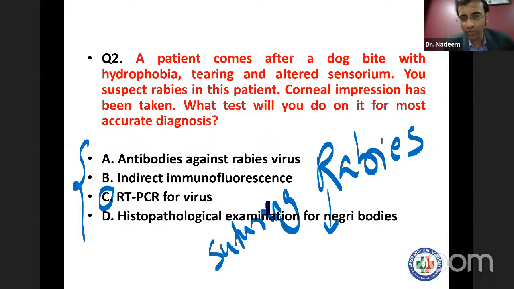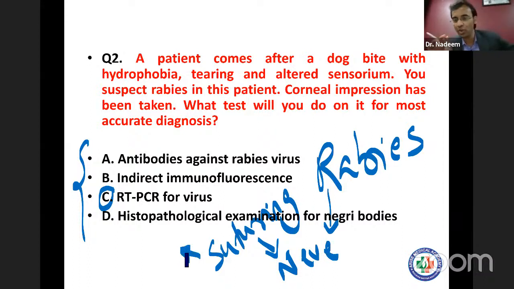In a case of rabies, tight suturing should never be done. Should never be done. Okay? But yes, if there is a big laceration, then you have to do very light suturing, just to approximate it. Okay, fine.